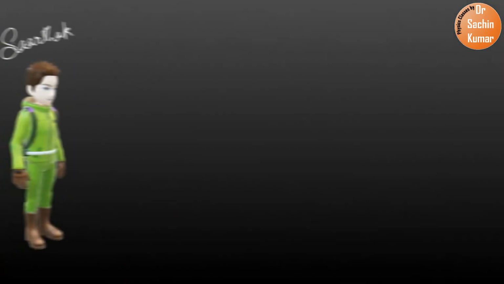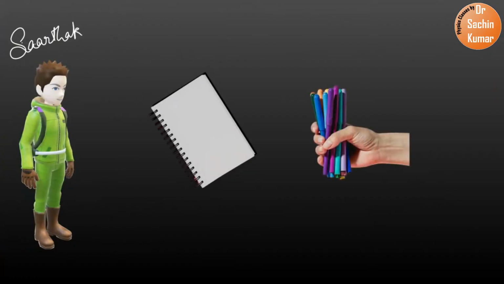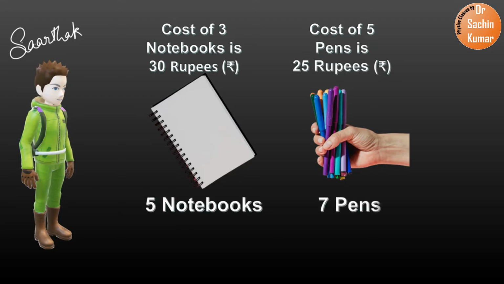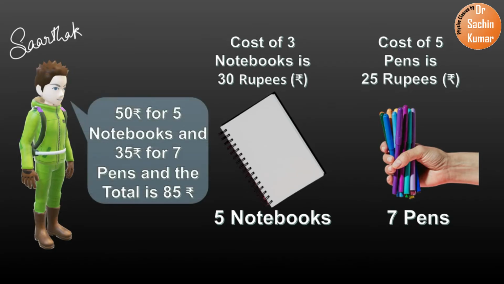So here we start. Hey Sarthak, consider you want to buy some notebooks and pens from a stationery shop. Let us consider that the cost of 3 notebooks is 30 rupees, and the cost of 5 pens is 25 rupees. Then tell me the cost of 5 notebooks and 7 pens. So you will pay 85 rupees for 5 notebooks and 7 pens. But how did you get this answer? Basically this is 50 rupees for 5 notebooks and 35 rupees for 7 pens. But can you show me the calculations you used?